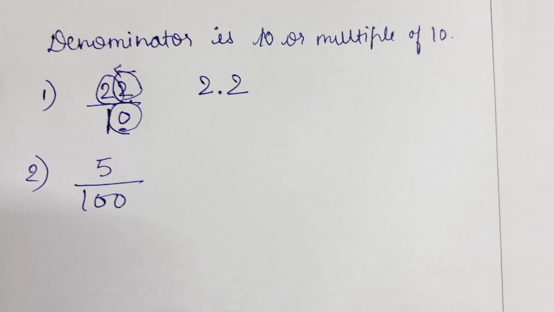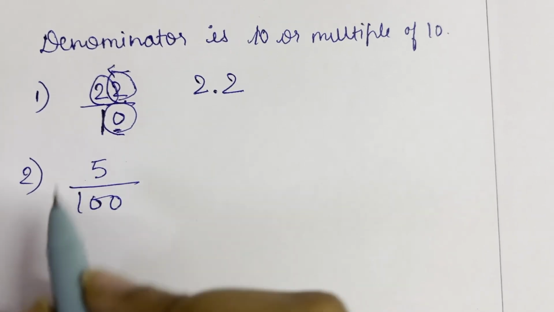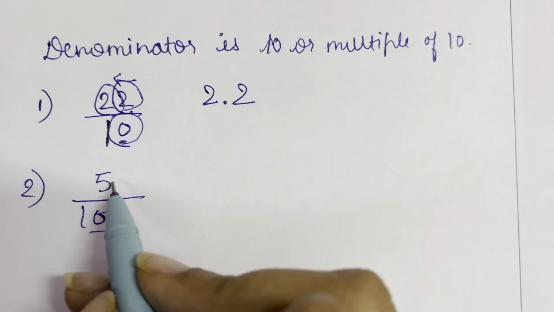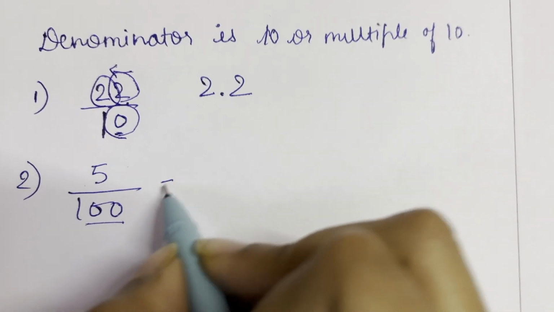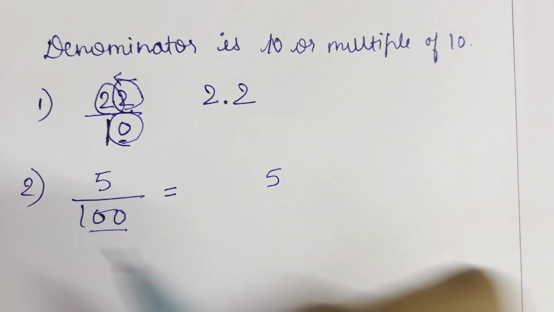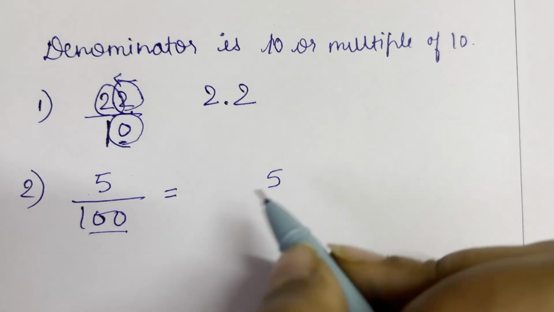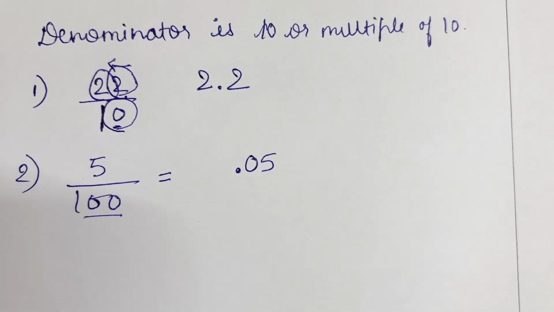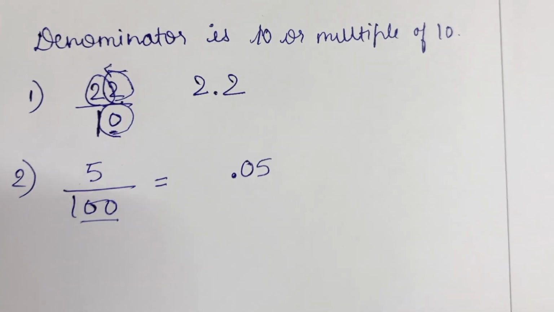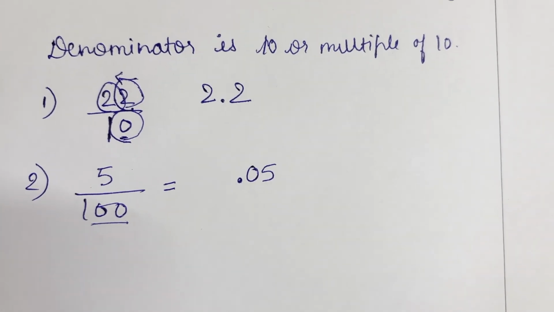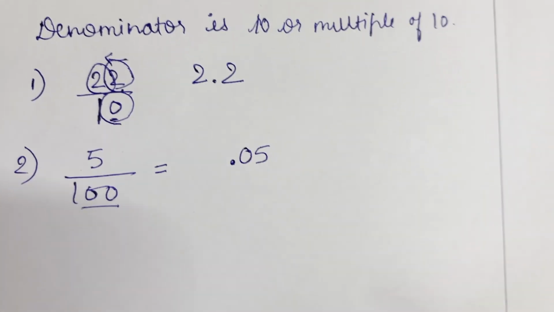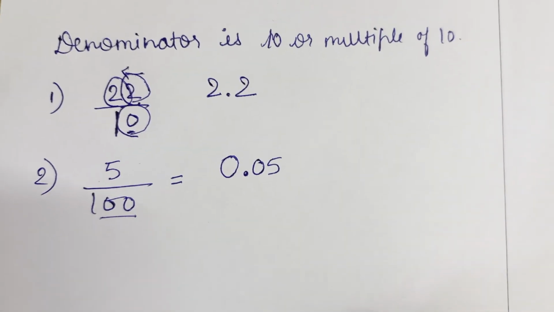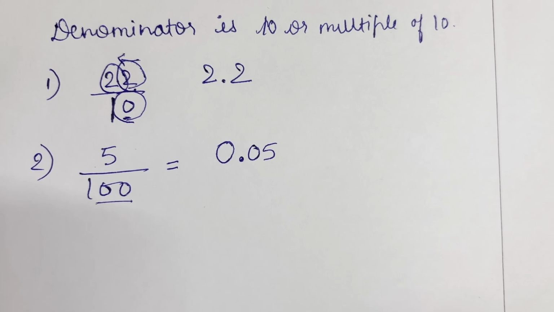Now we have 5 upon 100. Now first of all, as the first step, we'll count the number of zeros. There are two zeros, so after two digits in the numerator, we will put a decimal point. 5, I have only one digit. What I'll do, I'll put a 0 again and put a decimal point here. As for our convenience, if there is no digit before the decimal point, we simply put a 0 in front of it.